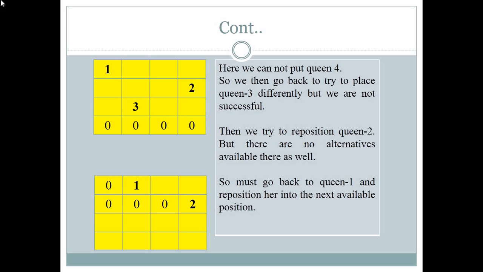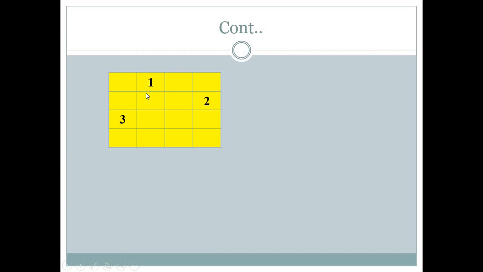So instead of this position, we reposition it and put it here. We cannot put queen 2 on this position because it will be on the diagonal of queen 1. Here also we cannot put it because it will be in the column of queen 1. Here we cannot put it because it will be on the diagonal of queen 1. So we will put our queen 2 on this fourth column. Next, we check the first column. That will be fine for queen 3, so we put queen 3 on the first column.